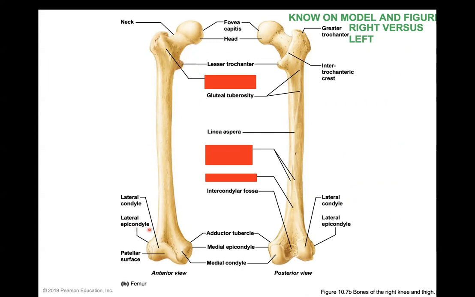At the distal end, we have the lateral and medial epicondyles, and those articulate with the tibia to form the knee joint. And we also have our patellar surface, which is where our patella sits on top of. This image is also on my lab of mastering, and you will most likely see it on the practical. Hint, hint.